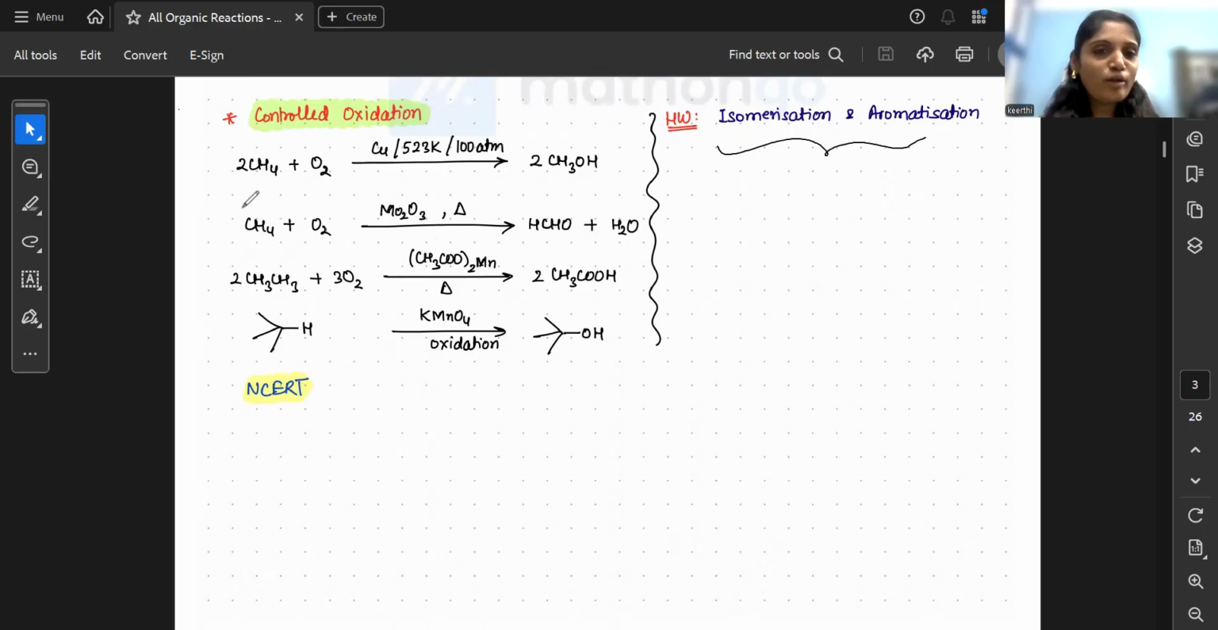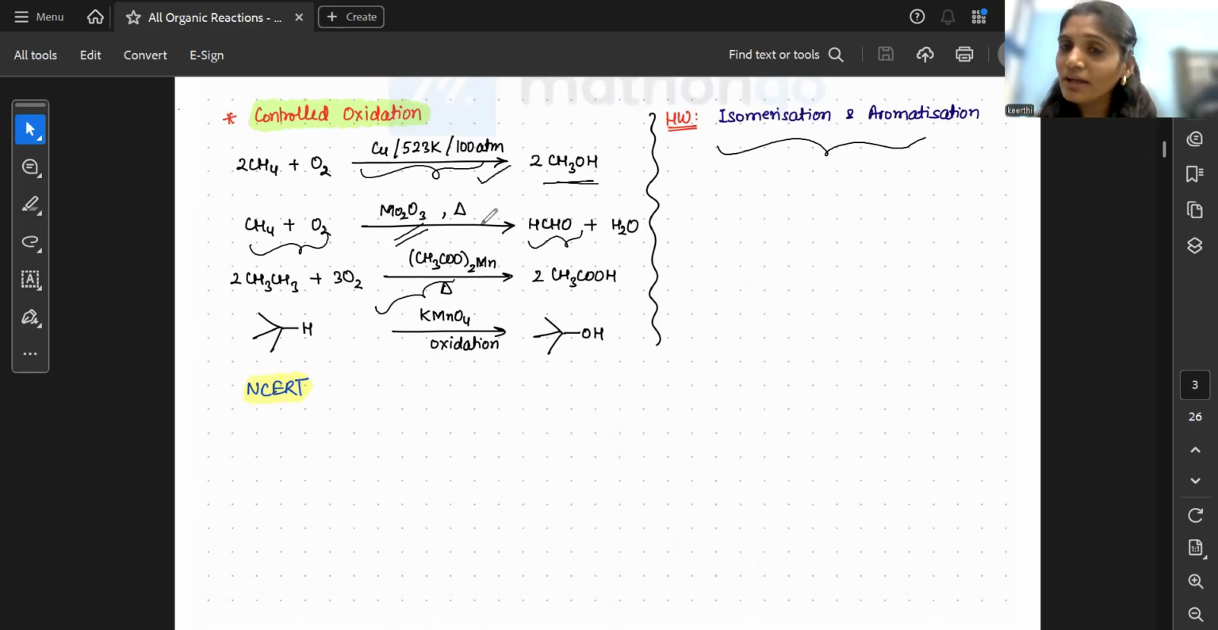Now, when you are doing controlled oxidation, you don't do the oxidation freely. You control the oxidation by using different reagents, because different reagents have different capability of doing the oxidation. Methane plus oxygen in the presence of copper gives methanol. The same methane plus oxygen in the presence of molybdenum oxide will give you formaldehyde, or methanal. The same controlled oxidation in the presence of manganese acetate.